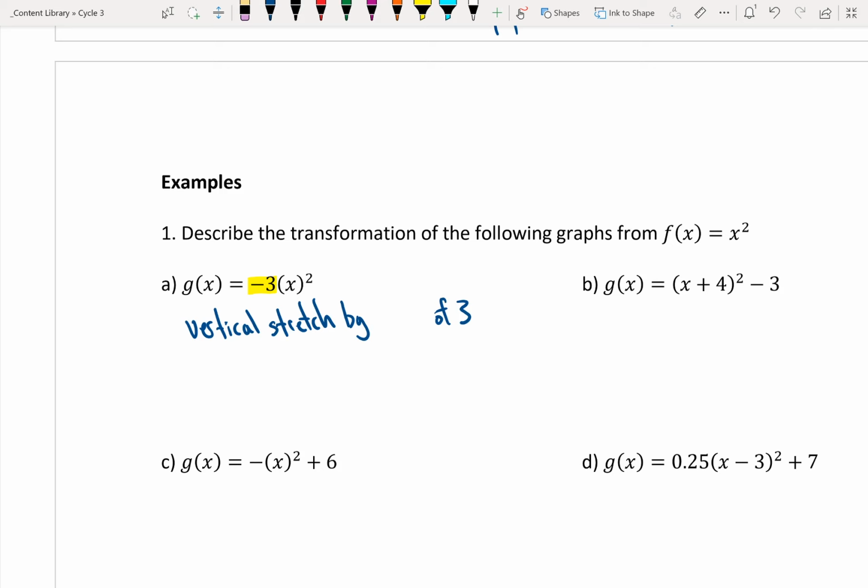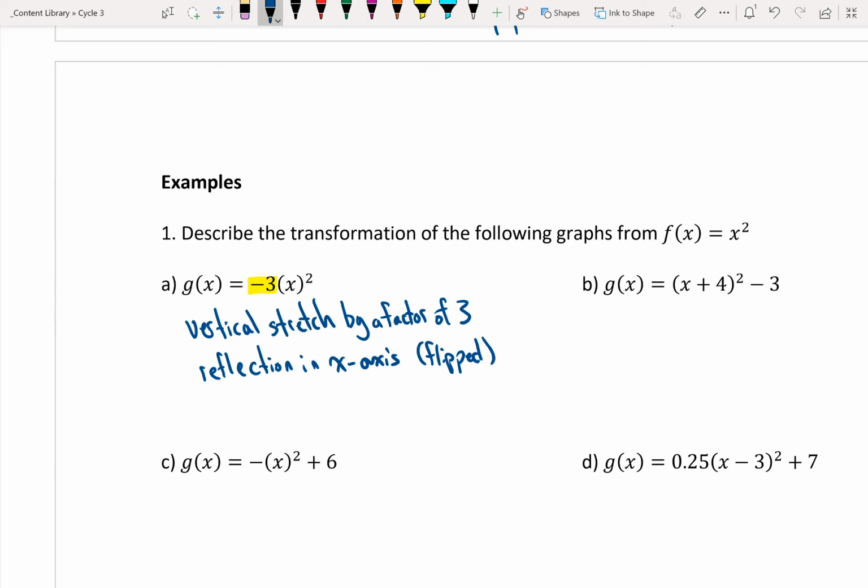So that takes care of the 3. Let me just rewrite this and make it a little bit neater. By a factor of 3. And the negative means it is a vertical reflection in the x-axis, or you could just say flipped. Either way is fine.